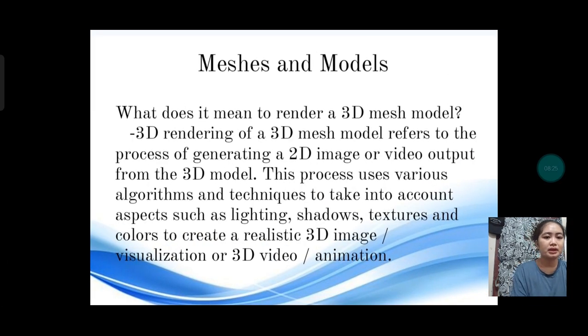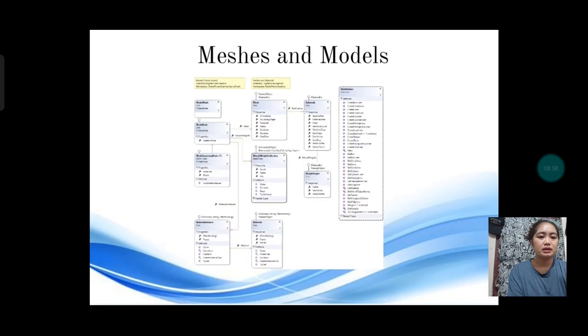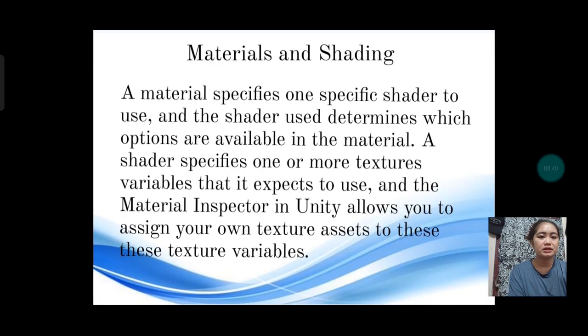So what does it mean to render a 3D model? 3D rendering of a 3D mesh model refers to the process of generating a 2D image. So this is the example.